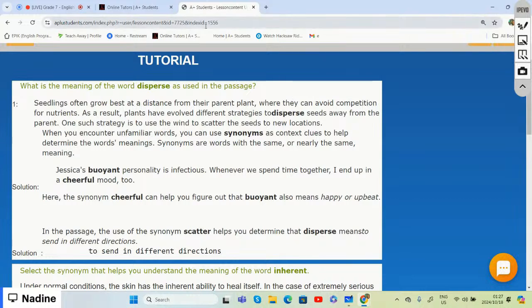And if we were to identify what the word disperse would mean, then it would be, remember they say it scatters the seeds to new locations, which means that disperse is then to send something into different locations or different directions, right?